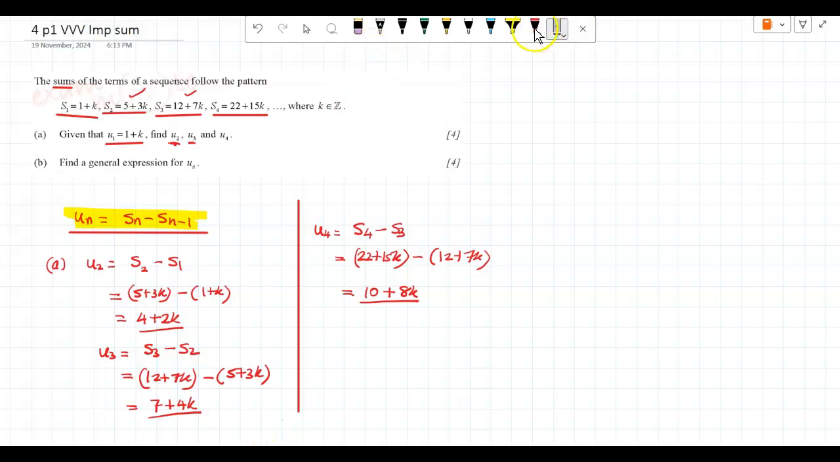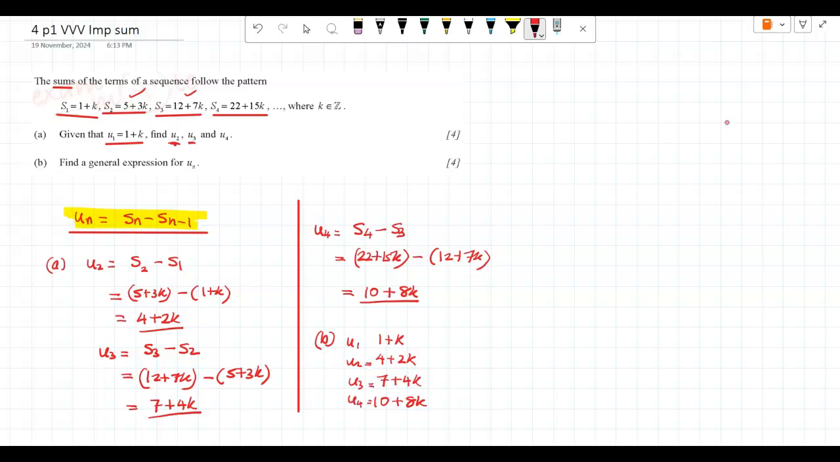So what I will do is, I have to find a general term. So I'll see the pattern which is there in part B. Find a general term for Un. What's my U1? 1 plus K. What's my U2? 4 plus 2K. U3 is 7 plus 4K. Correct? U4 is 10 plus 8K. Now, this is my U1, U2, U3, U4.